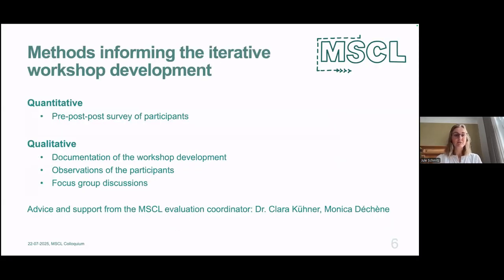The methods that informed the iterative workshop development were quantitative and qualitative. We conducted surveys before, immediately after, and 6 months after the workshop. We also documented the development of the workshop and conducted systematic observations of the participants, as well as focus group discussions. And here, the project team, persons that were involved in the invitation process, and speakers were involved. And during this whole evaluation process, we received advice and support from the MSCL evaluation coordinator.